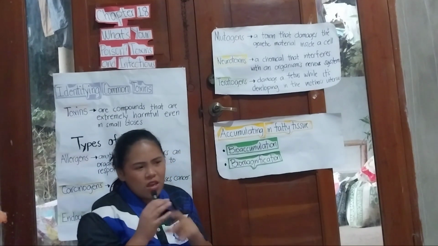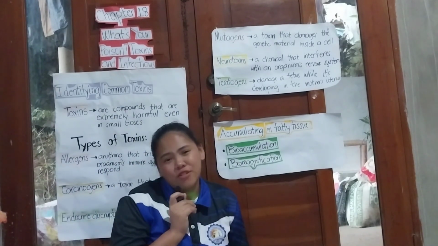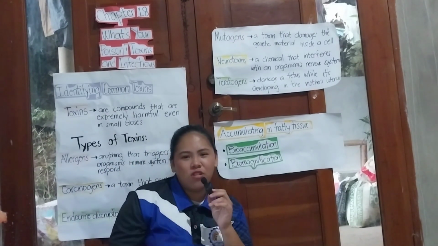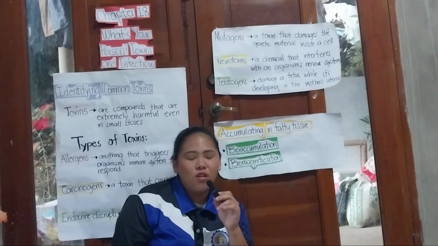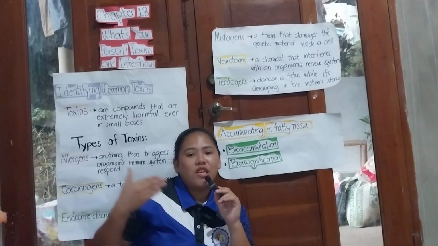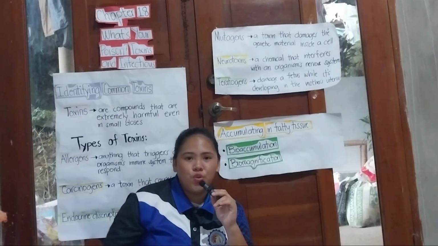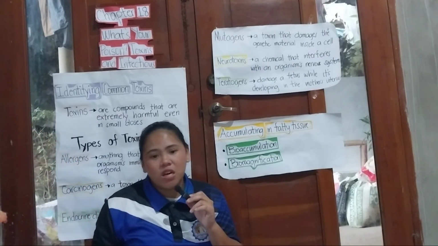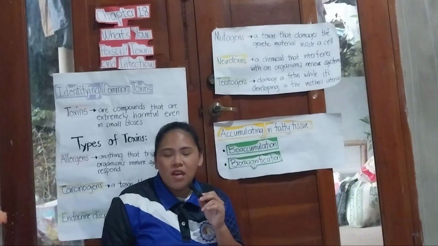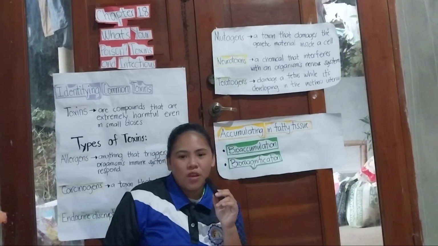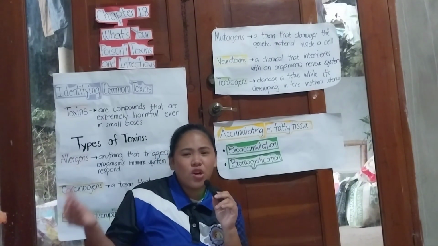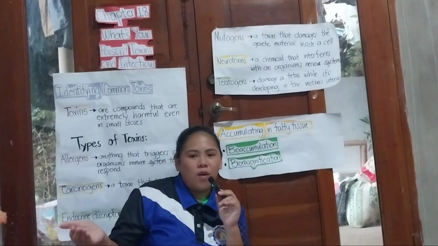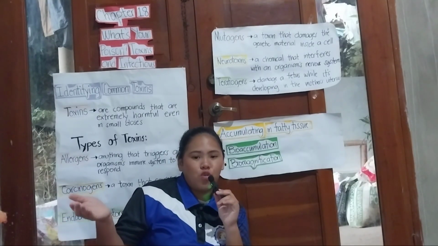So how toxins enter our body. Toxins can enter our bodies through the air we breathe, the water we drink, the food we eat, and skin contact, and these are called routes of exposure.